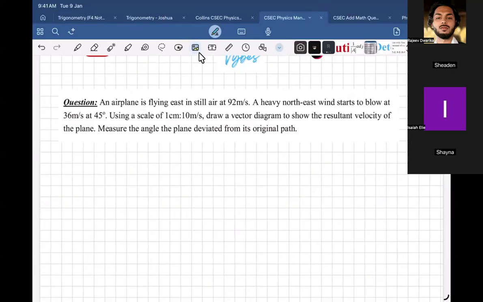Okay, so here's what we're going to do. We are going to draw a scale diagram. That's the first thing we're going to do, and we're going to measure the resultant. Then we're going to do the calculation and see by how much the answer varies. Before we do anything, you all have to know your north, south, east, and west. So Isaiah, you think you know what your north, south, east, and west is?